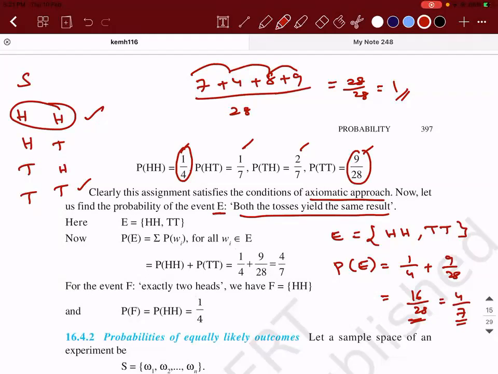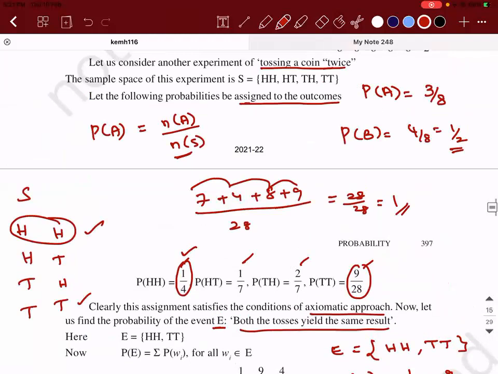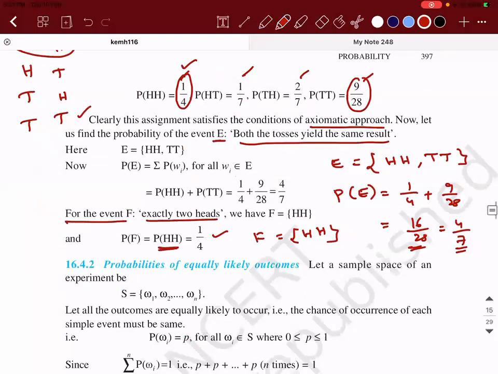Next is for the event F, exactly 2 heads. So exactly 2 heads, event F, is equal to both are heads. So probability of getting both heads is 1 by 4. That is what they have defined, guys. You're able to understand? So you're able to understand this axiomatic approach. What they're trying to say is, they will define an event, and for that event, they will tell you the probability. So you have to use the axiomatic approach to find the probability of the event they're trying to define.